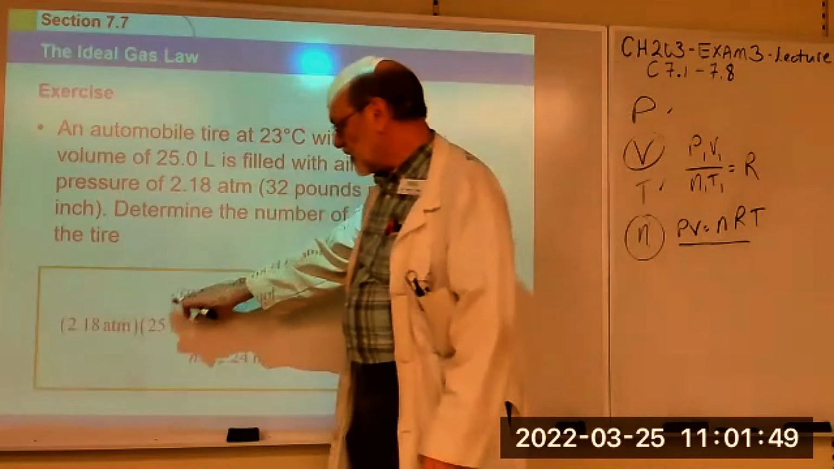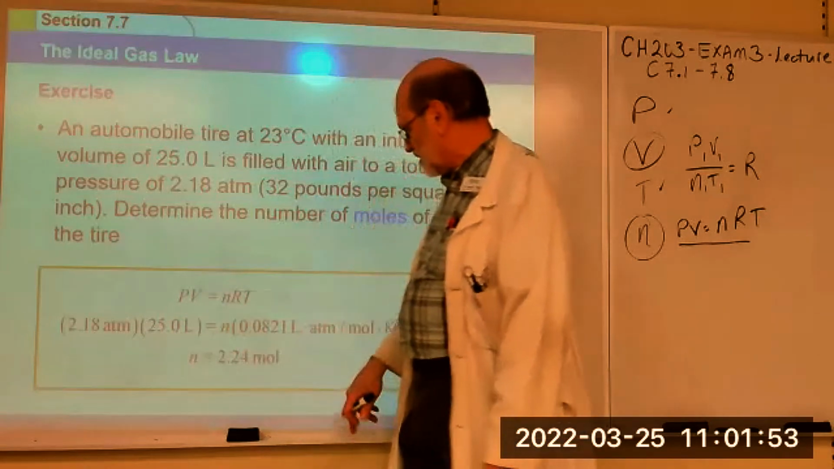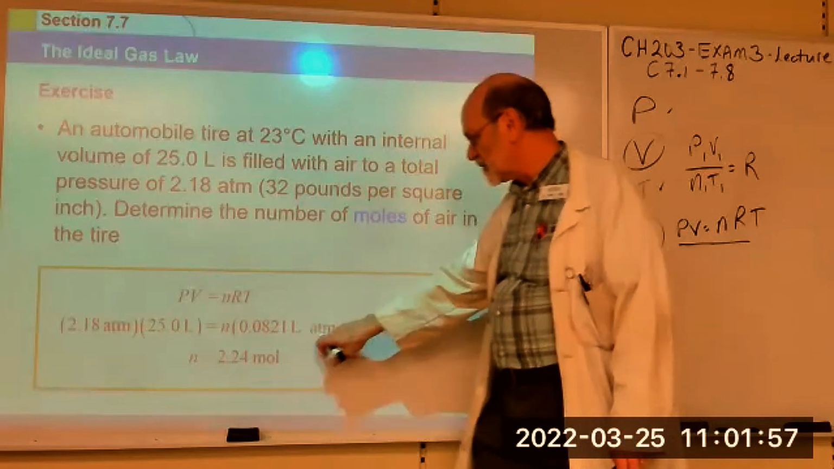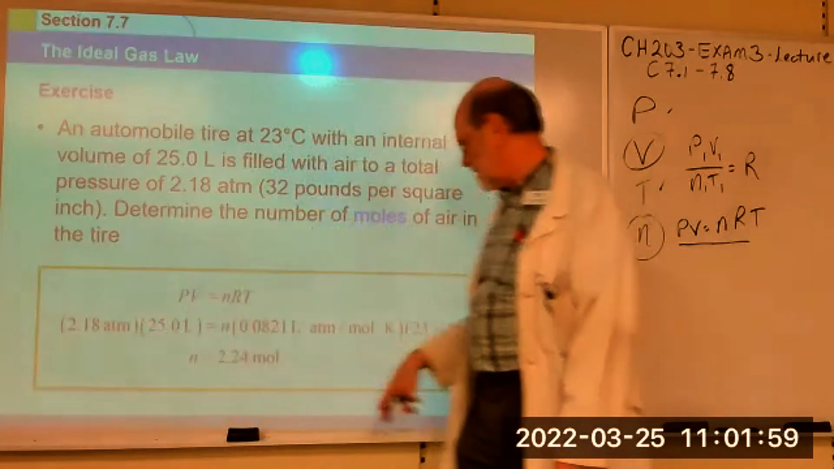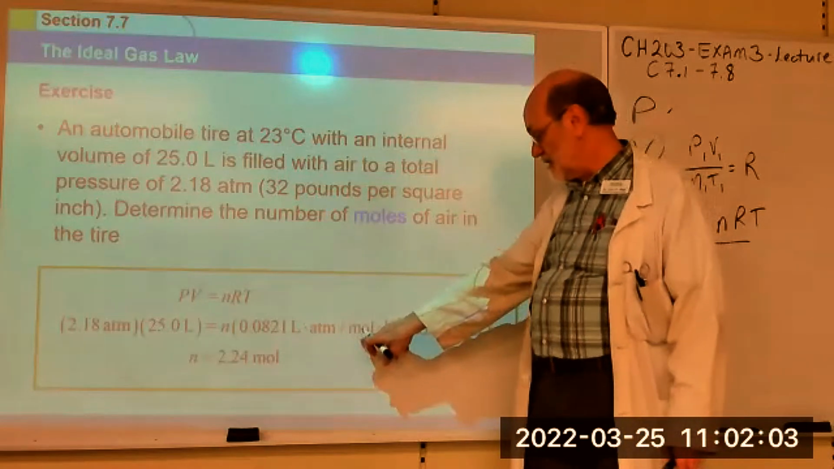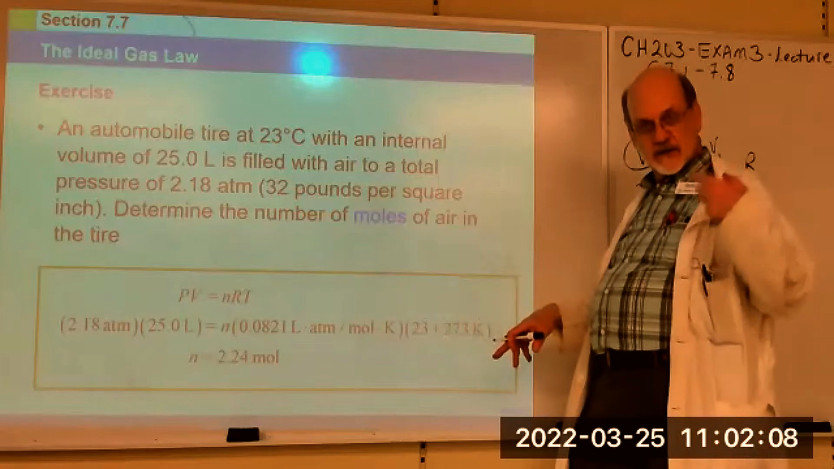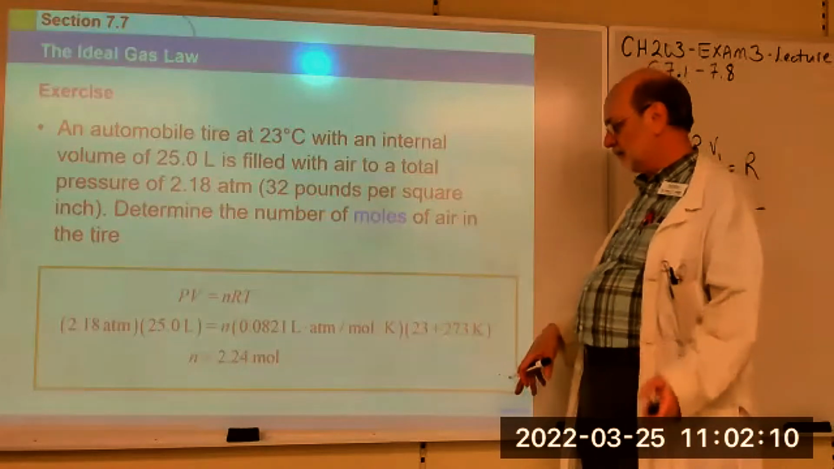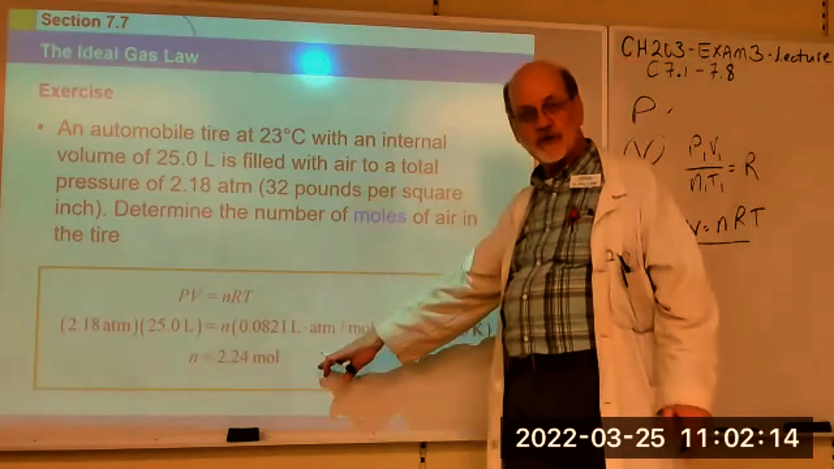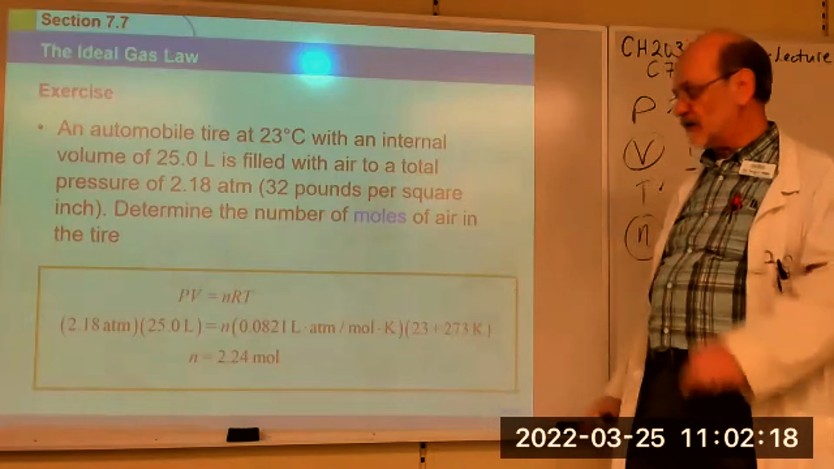So pressure is in atmospheres, that's good. Volume is in liters, that's good. Here's your constant. Liter, atmospheres, that dictates these units. Moles is going to be our answer. And K is temperature. So you have to convert 23 to K, add 273. Then you can solve for moles, and it's 2.24 moles of gas are contained in that tire under those conditions.